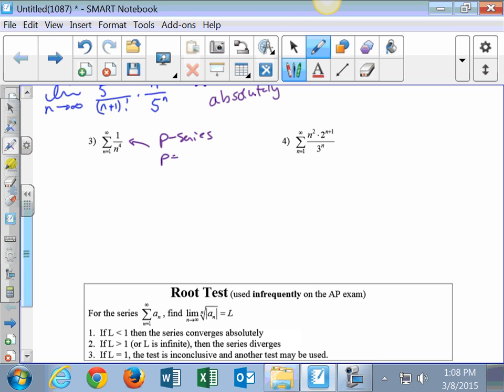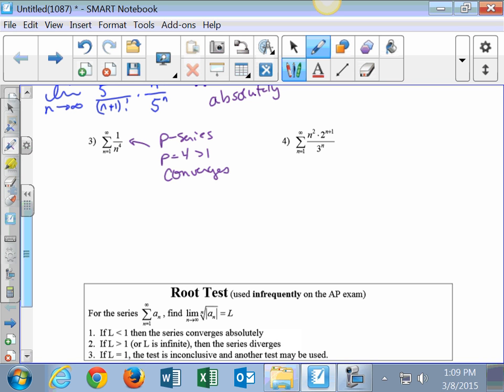Where p is equal to 4, which means it's greater than 1. So that really converges right there, and I don't have to do anything else. So be smart about your problems today and just be looking at different series that we've already had.